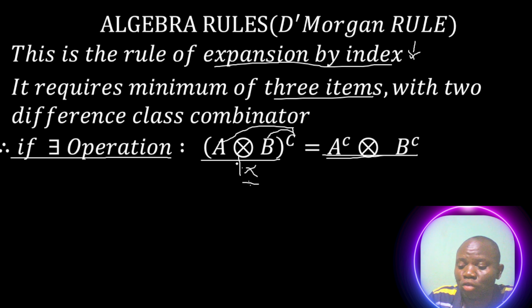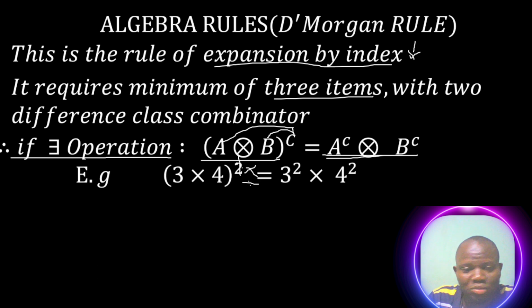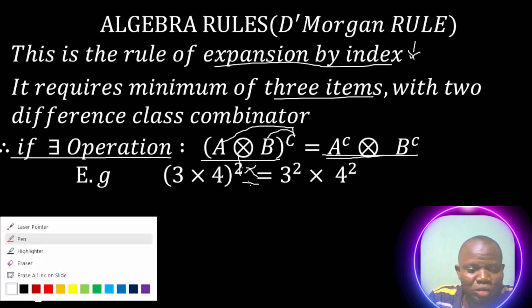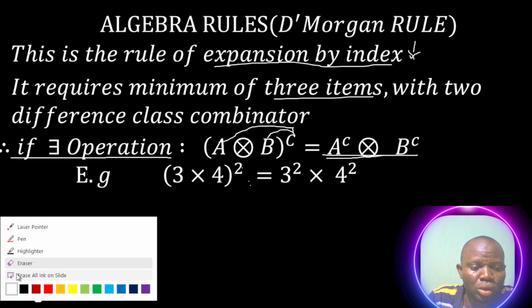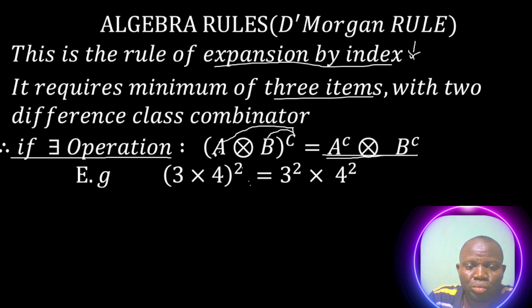So let us look at an obvious example here. Here we have some numbers. Let us try to clear the board so that you can see what we have for you here. In this example, we have A to be 3, the sign to be multiplication, B to be 4, and C to be 2. Are you getting me? So if we now distribute the 2 over 4 and 3, what are we going to have? We are going to have something like this.